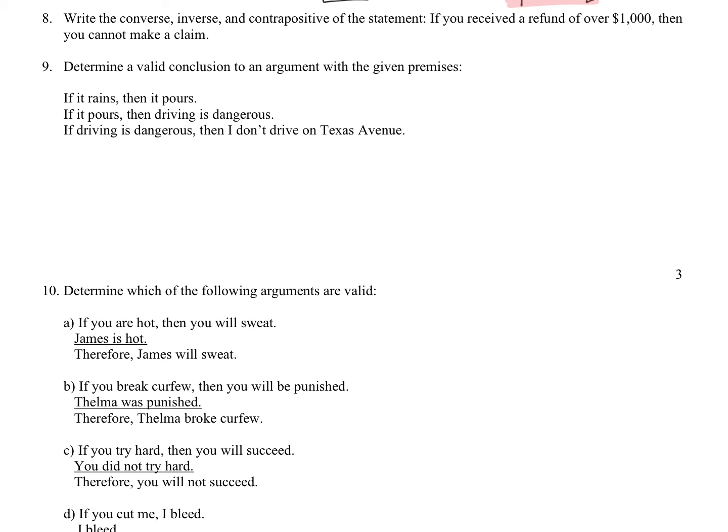So it's like one thing leads to another, right? Raining leads to pouring, leads to driving is dangerous, leads to I don't drive on Texas Avenue. So all of these things lead to the next. And so the logical conclusion would be the first thing automatically leads to the last thing, okay? Because all of these things connect to each other. It's like a chain, right? So you can just say, if it rains, then I don't drive on Texas Avenue. Okay.